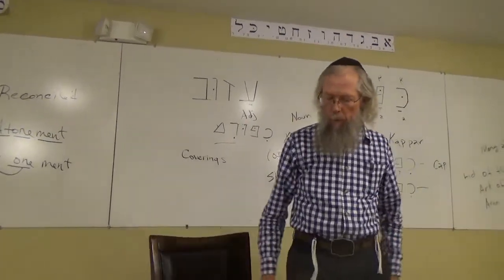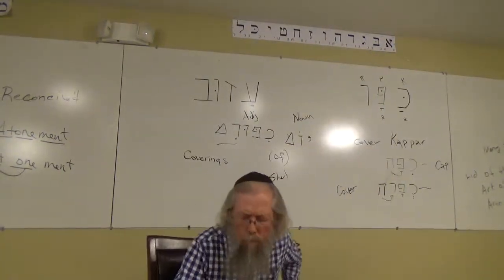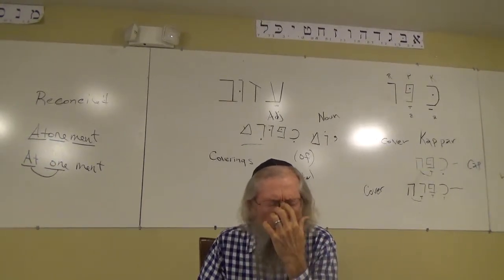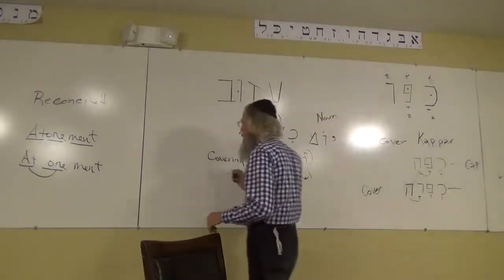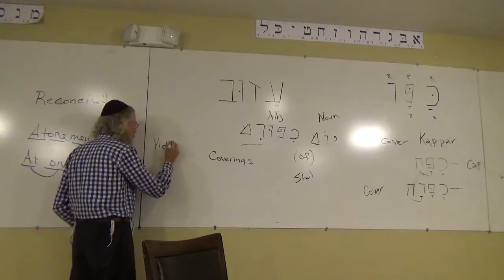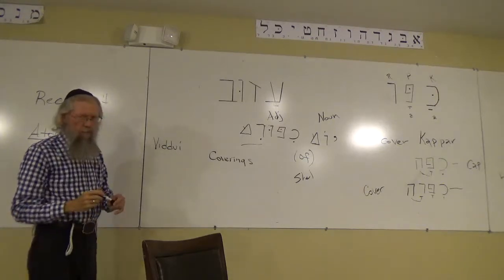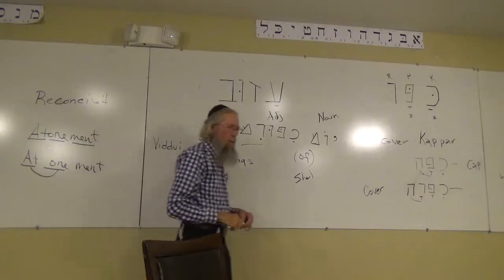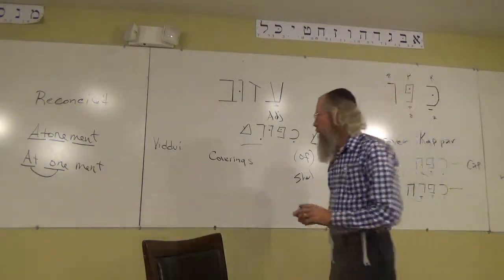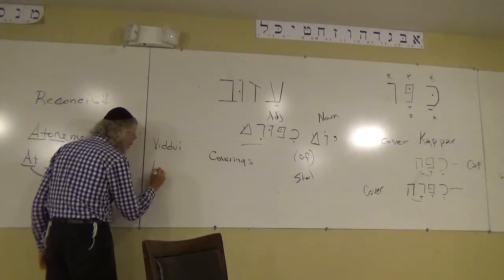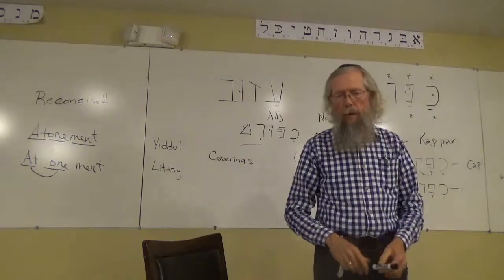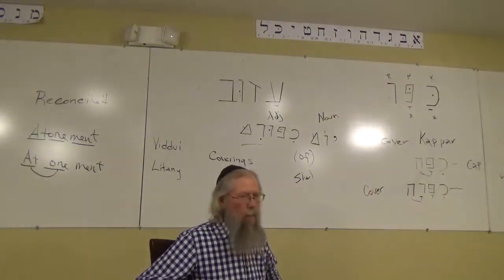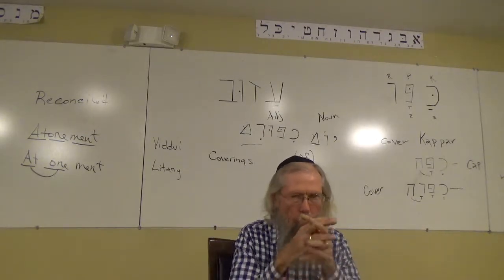So, Yom Kippur, on Yom Kippur, we go through a litany. It's called Vidui. V-I-D-D-U-I, Vidui. Everyone say Vidui. Vidui. And this is a litany. And this is a particular part of the service, which we will go through twice. We will go through Vidui on Erev Yom Kippur, Friday evening. And then we will go through it again on Shabbat.